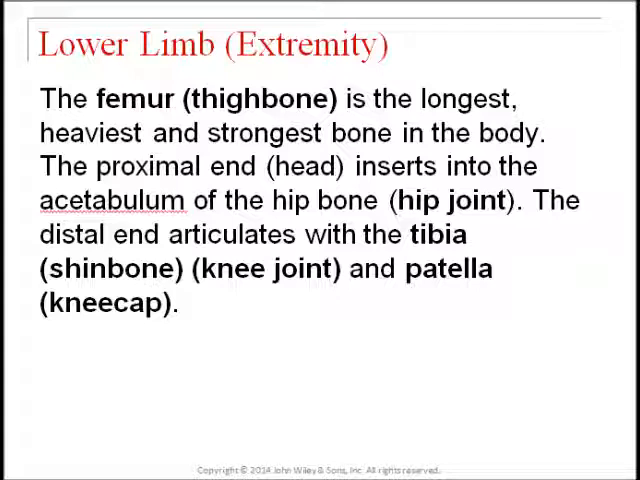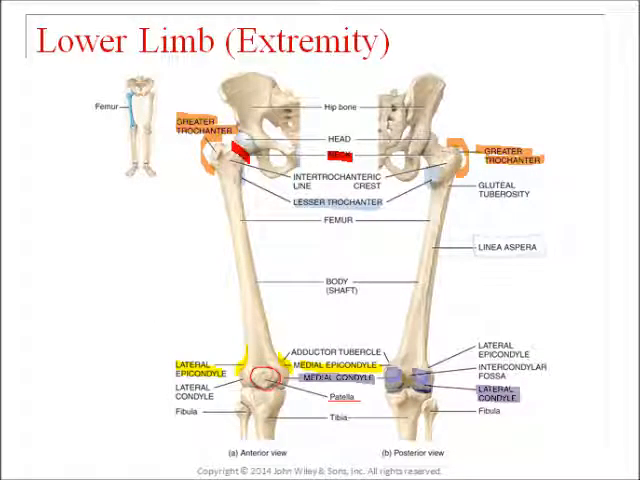Let's transition from the pelvic girdle to the bones of the lower extremity. And we'll start with the most superior lower extremity bone, the femur. The femur is the longest, heaviest, and strongest bone in our entire body. The proximal head will fit into the acetabulum of the hip bone to create our hip joint, and the distal end of the femur will articulate with the tibia and our patella, or kneecap, to create the knee joint.